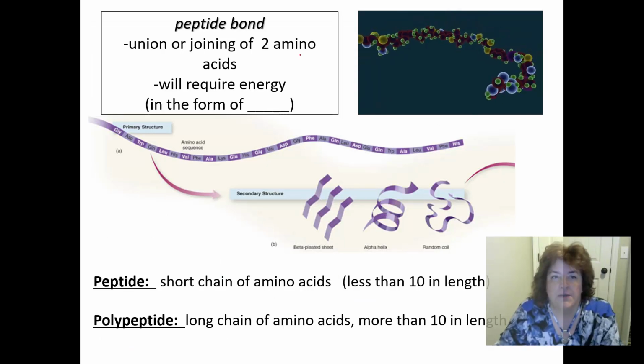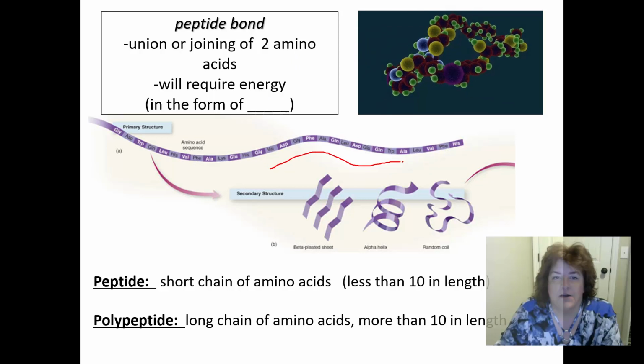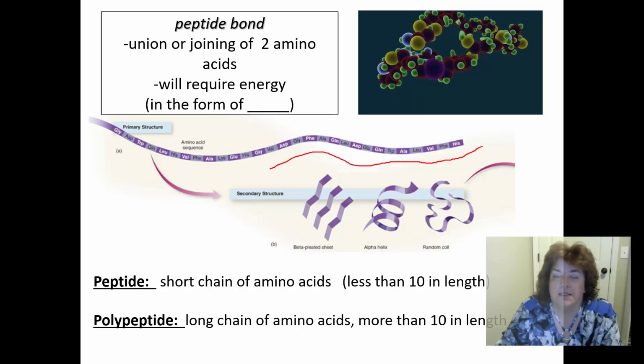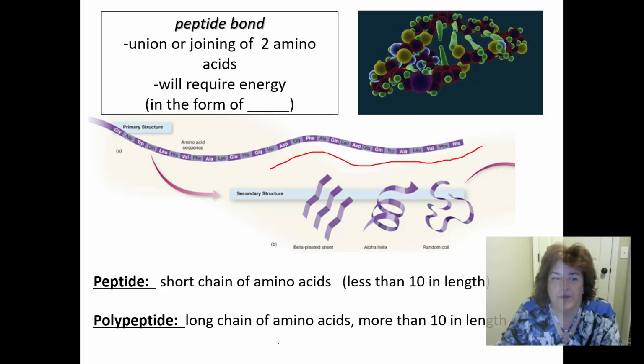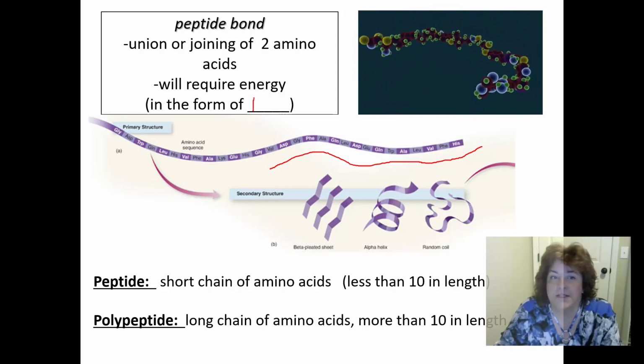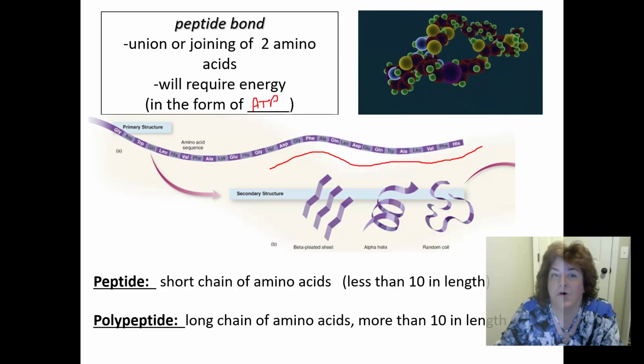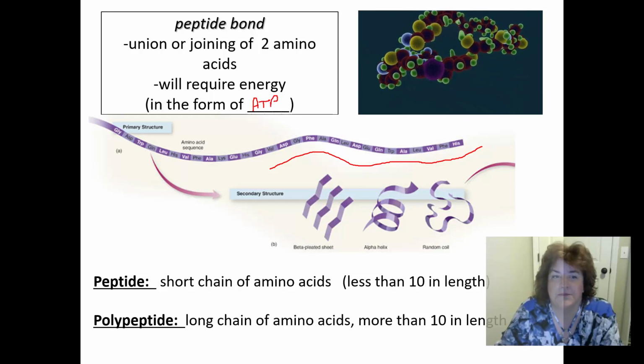Now, we put these amino acids together and we form a long chain. That is called the primary structure, and it needs to be in the right order to be functional. Again, it takes energy to do this, so we need ATP. That is our energy molecule for all chemical reactions within cells.